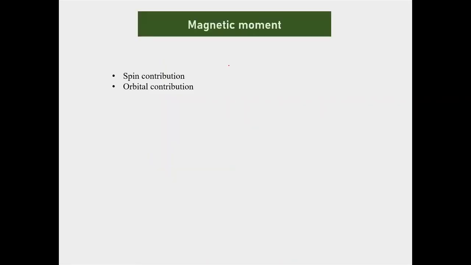So we know that magnetic moment arises from two factors. One is the spin contribution and the other one is the orbital contribution. For the movement of the electron on its own axis, we get the spin contribution, and we get the orbital contribution for its orbiting around a particular orbit. So we have two types of contribution: one is spin and the other one is orbital.